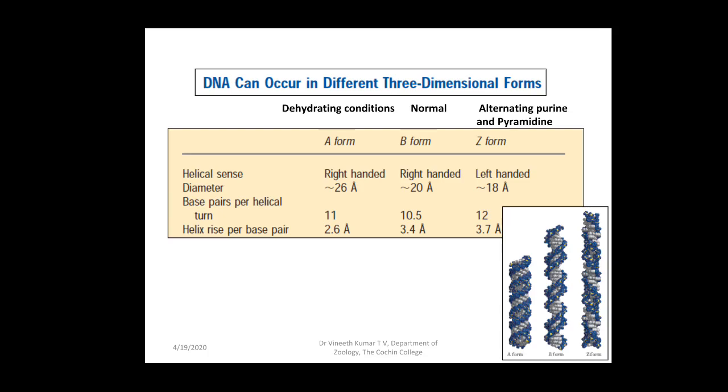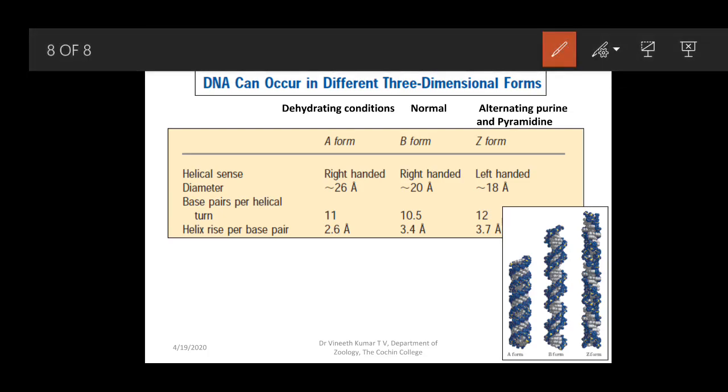A form DNA is usually seen when the DNA is present in dehydrating conditions, when water is less in the solution. You can see the structural difference in the diagram which is shown. When it is in the dehydrating condition, the length decreases. The handedness is always right-handed, and B form is also right-handed. The diameter was 2 nanometer, as we said earlier, or 20 angstrom, but here, when the DNA molecule shrinks, its diameter increases to 26 angstrom.